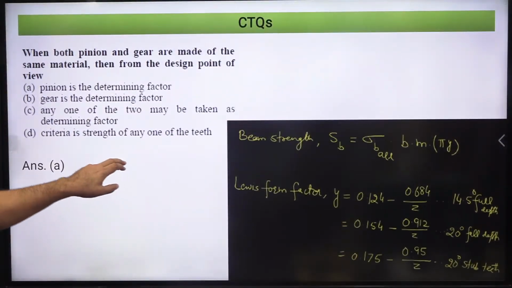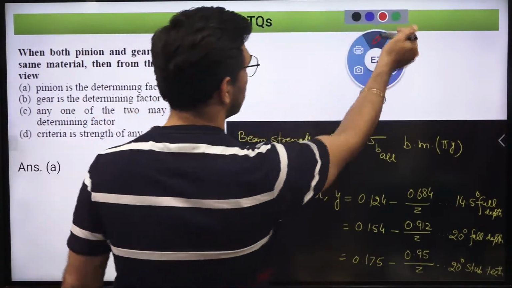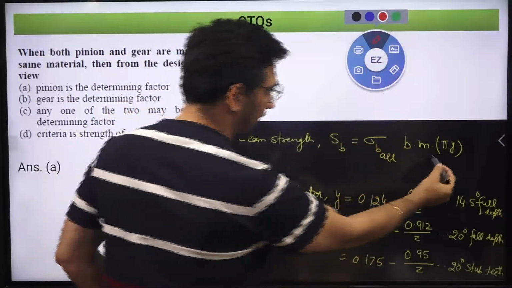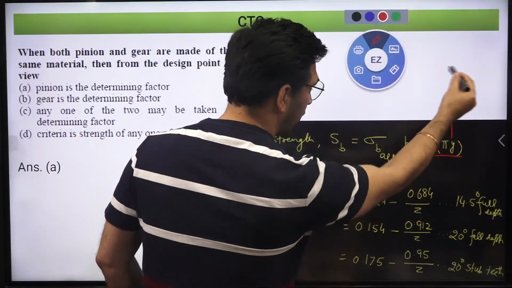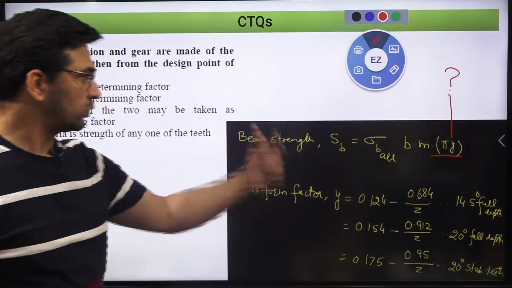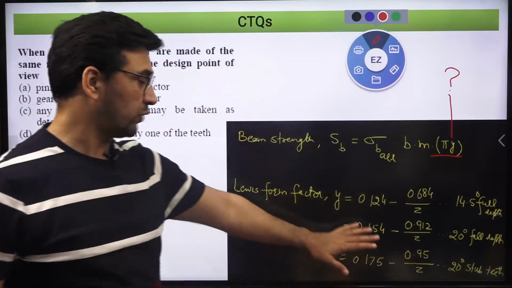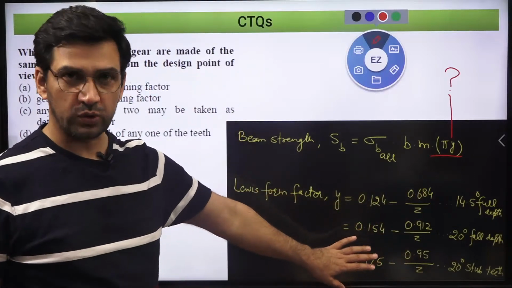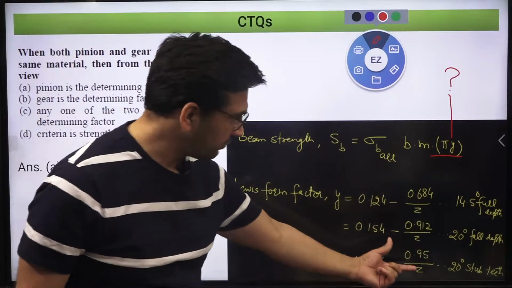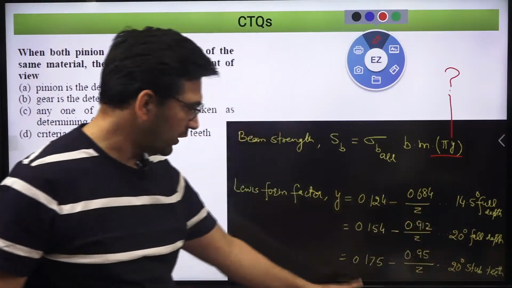I have written those values over here. Just have a look. In the same equation that I have written, the deciding factor is y. Y will decide whether the beam strength of that gear tooth will be less or more. This is the Lewis form factor, and these values you need to remember. He can directly frame the question from here. So you should have these values in mind. For different pressure angles, you have these values.